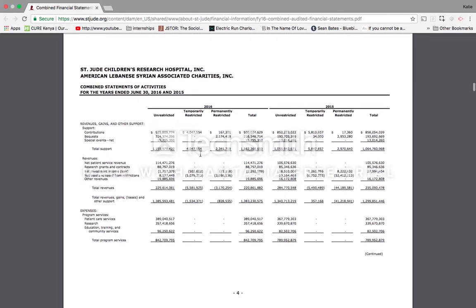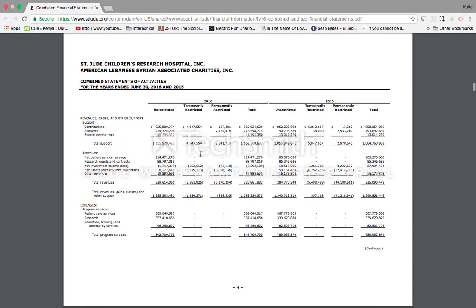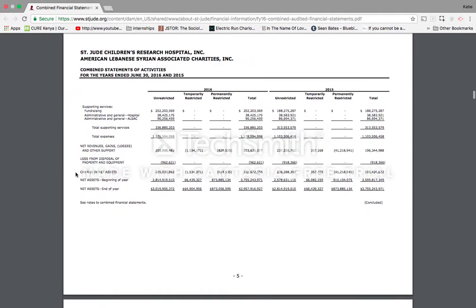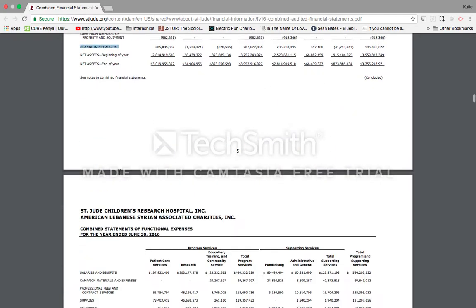Let's scroll down to the combined statements of activities. This will look a lot like the income statement. What I wanted to point out here is instead of stockholders' equity at the bottom, it is change in net assets. And because nonprofits do not have owners, all the money left over from the assets minus liabilities goes into this change in net assets that goes back into serving their initiative.